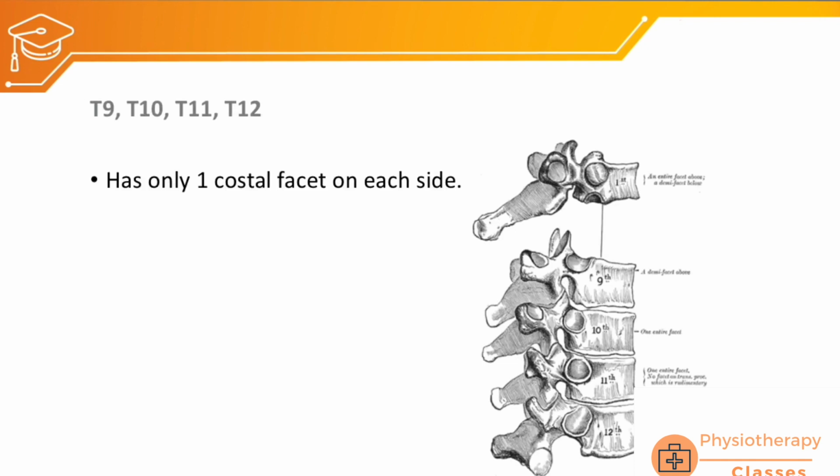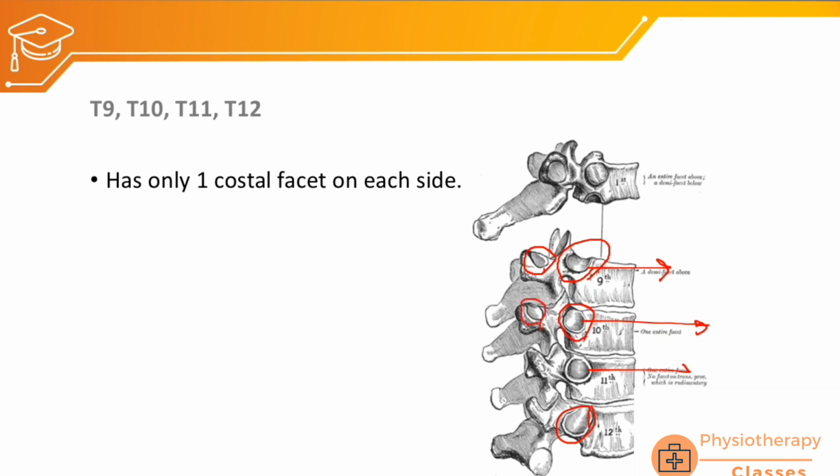T9, T10, T11 and T12 have only one costal facet on the lateral side of the body. T9 has a demifacet. T10 has a complete facet. T11 has a complete facet and T12 also has a complete facet, costal facet on the lateral aspect of the body. Whereas T9 has a demifacet as well as a costal facet on the transverse process. T10 has a complete facet and a costal facet on the transverse process.